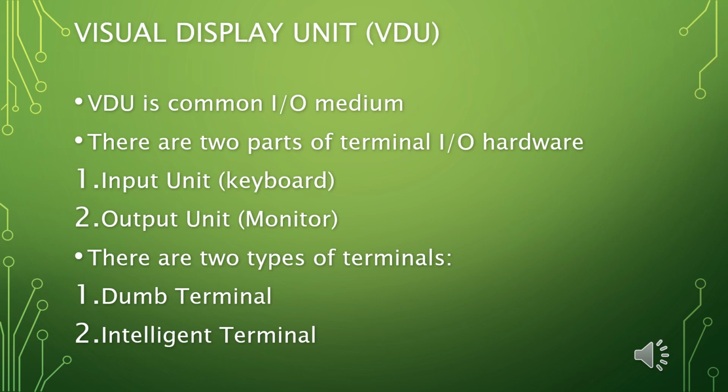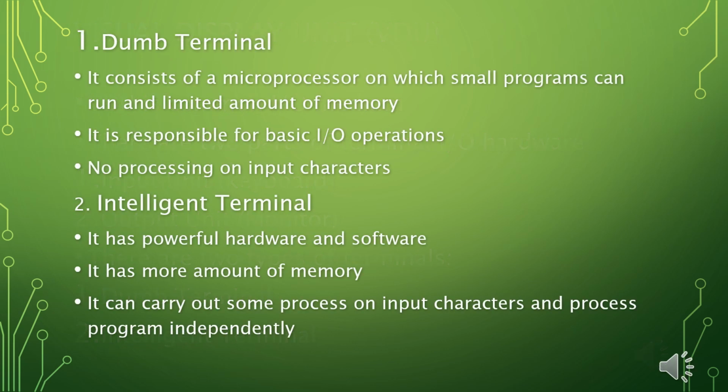There are two types of terminal which we use. One is dumb terminal and the other one is intelligent terminal. What is dumb terminal? It can have a microprocessor inside it and limited memory. It is responsible for basic input and output of characters. It is called dumb because it does not do any processing on the input characters.